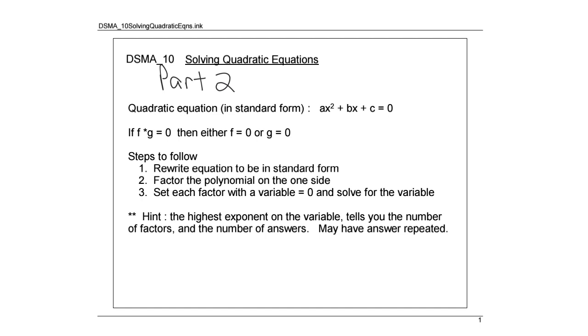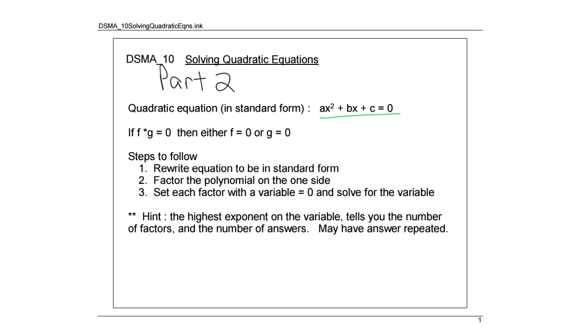Okay, we're going to go ahead and finish up DSMA 10, solving quadratic equations. So again, as a reminder, we first have to make sure that we are in standard form. In other words, all of the terms have to be on one side with 0 on the other side. And it does not matter which side. It can be on the left side or the right side, but you just have to make sure that all the terms are on one side and the 0 on the other side.